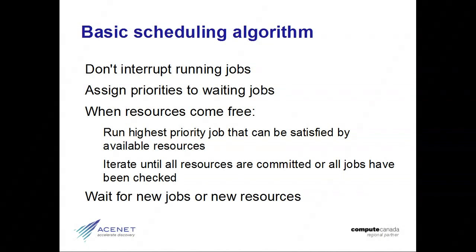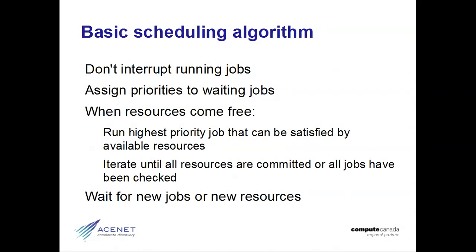Because the scheduler's prime directive is we want to keep the system as busy as possible so that we get the maximum total turnover of research, right? If we just took jobs in order, ran them first in, first out, then there'd be a lot of idling. We wouldn't be able to efficiently use these things. So, highest priority job that can be run is run, and the scheduler goes through basically all the waiting jobs and all the available resources until it's done the best it can.